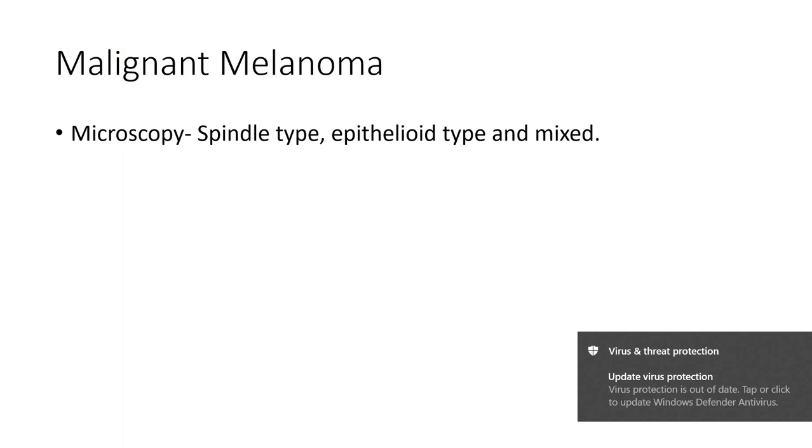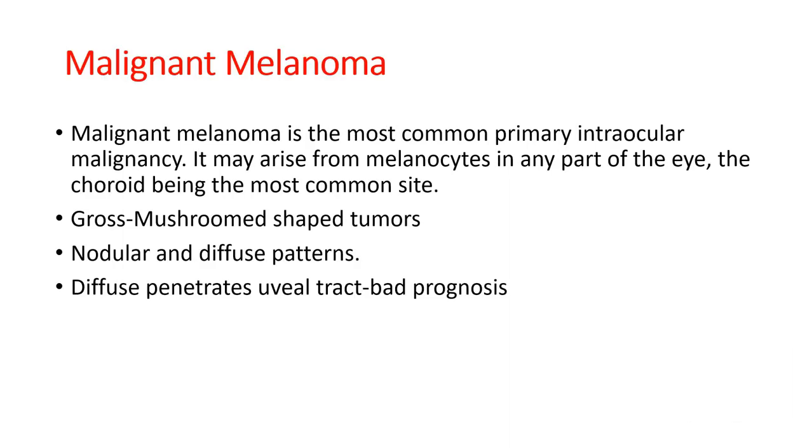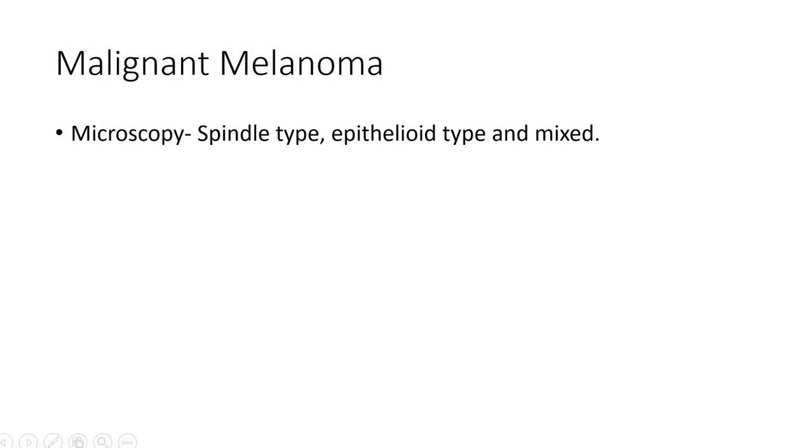And the next topic we are going to see is malignant melanoma. Malignant melanoma is the most common primary intraocular tumor, and it may arise from the melanocytes in any part of the eye, the most common site being the choroid. Grossly, it is a mushroom-shaped tumor, and they have different patterns, like nodular or diffuse, and generally if they penetrate the uveal tract, they have a very poor prognosis. Based on the type of cells, it can have a spindle cell variant, epithelioid variant, or mixed variant, which is similar to the tumors that you see in the skin.